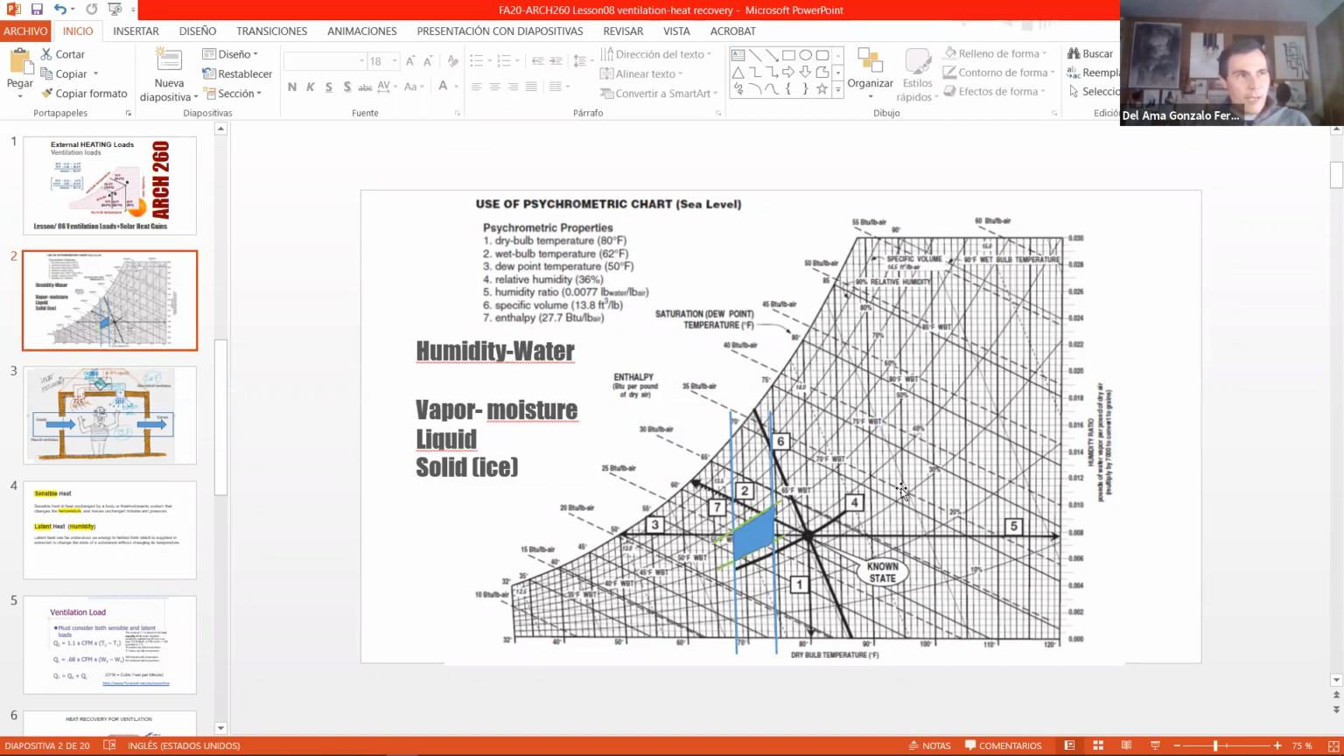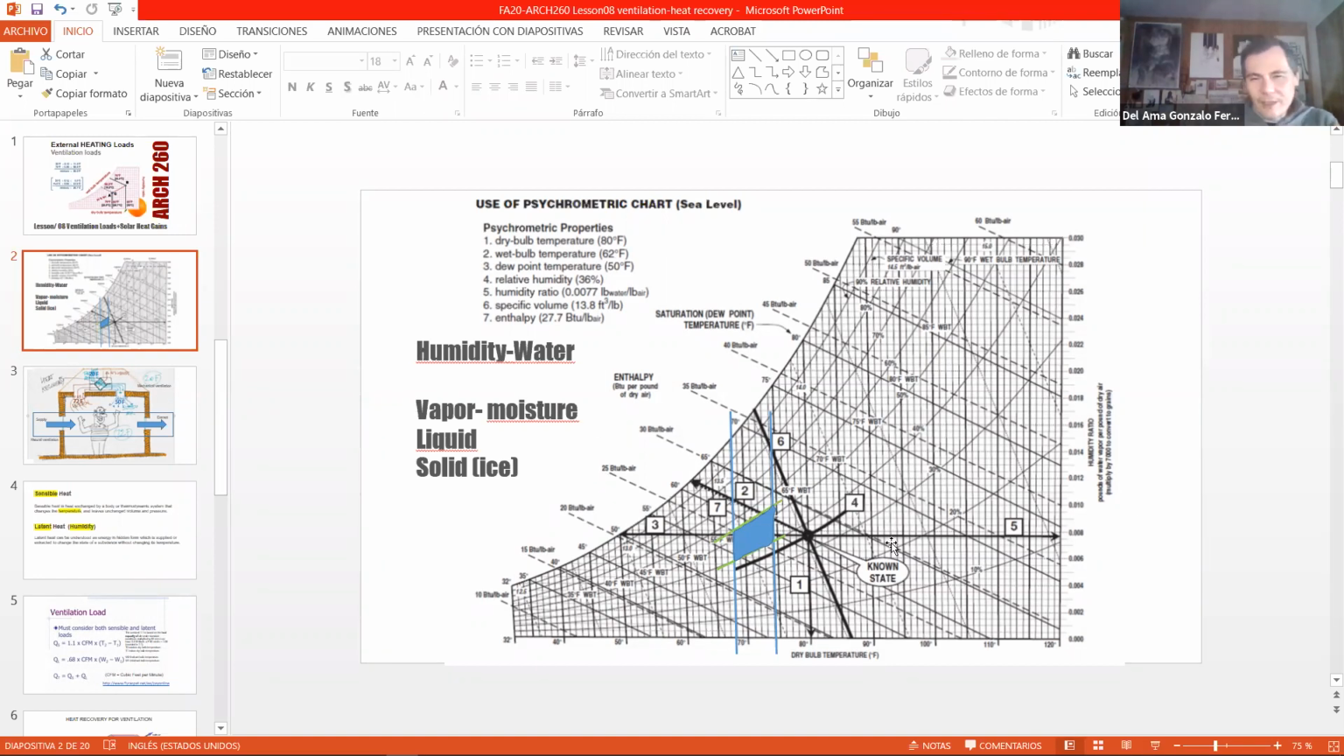We have oxygen, nitrogen, even CO2. We need a certain amount of CO2 to breathe. And we have moisture, or water vapor. This mixture of gases is what we need to breathe. But if we have an excess of humidity, or an excess of vapor or moisture in the air, we don't feel comfort.